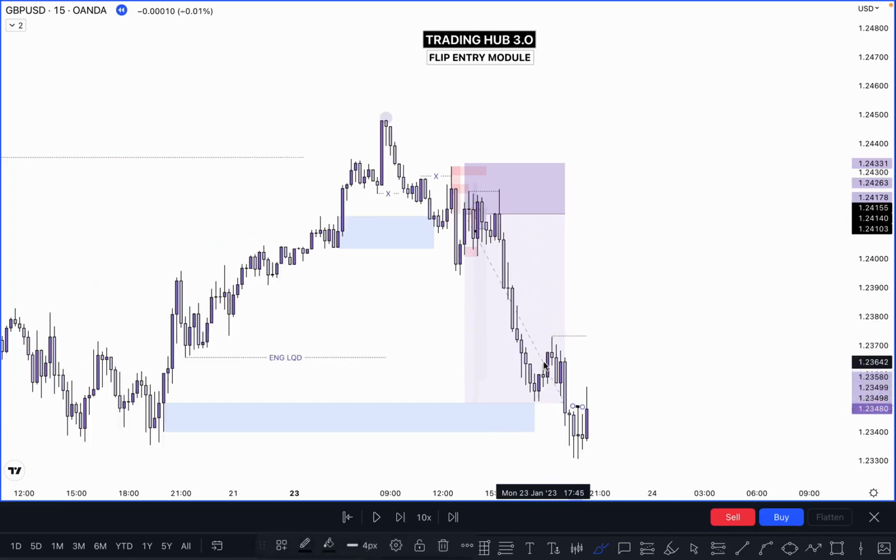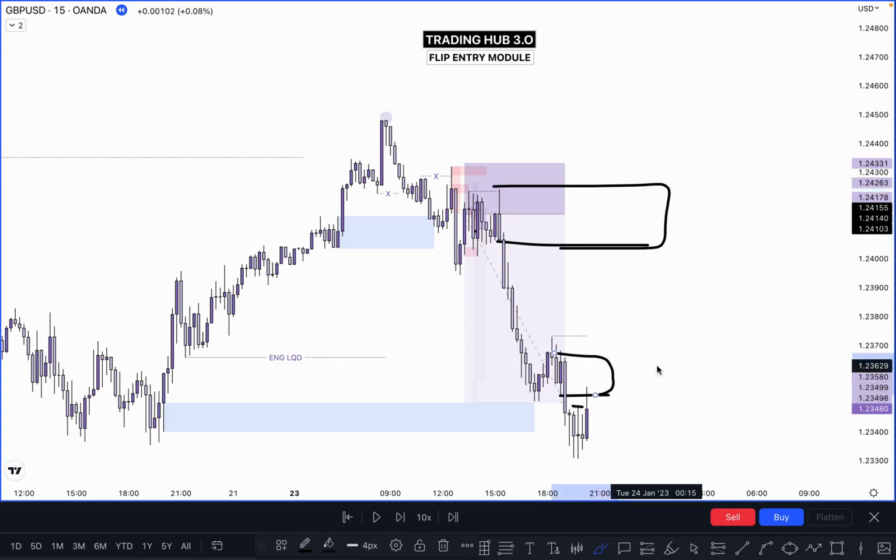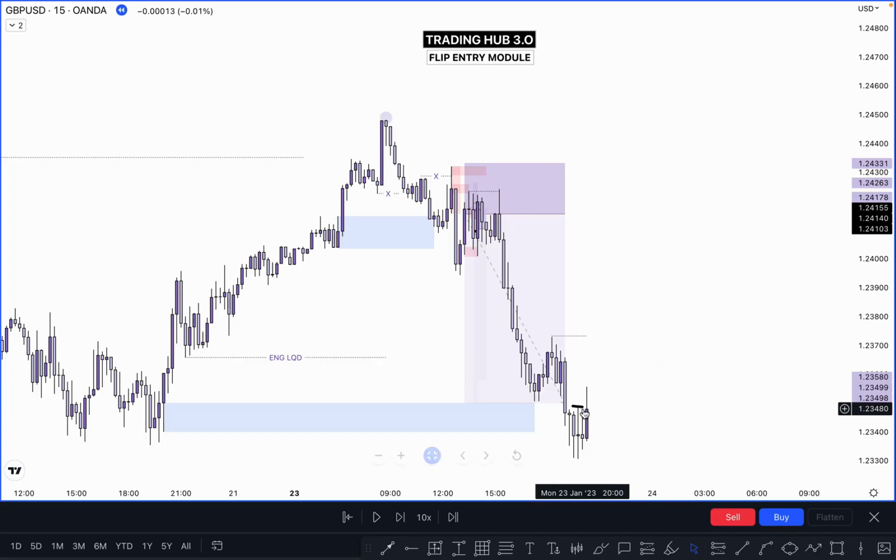And where is our next POI? This one is a high probability because it has taken out the liquidity, correct? And in this case, where is our unmitigated order block, unmitigated POI? This one, correct? But you can play also here for the short term. If market creates anything here in a lower time frame, then definitely you can take entry here for the sell. But based on the flip entry model, this is not valid here for the sell.